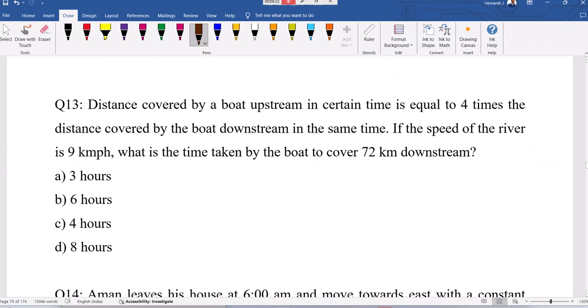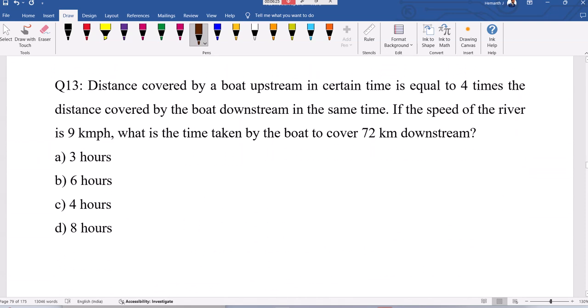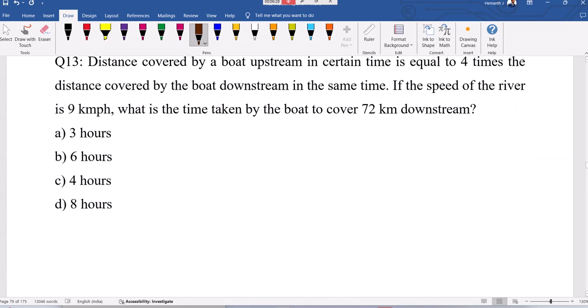Now see this 13th question. Boats and streams. The distance traveled by a boat upstream in a certain time is equal to 4 times the distance covered downstream in the same time. So the time is constant here. When time is constant, speed is directly proportional to distance. So see, the downstream speed is 4 times the upstream speed. That's what you can understand from that.